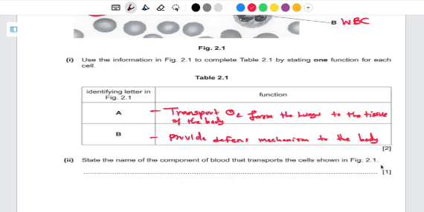So blood cells, white blood cells, as well as platelets, they are transported in plasma. Okay, so the plasma is just the fluid component of the blood, and it is 55%. Right, so that is what you need to know.